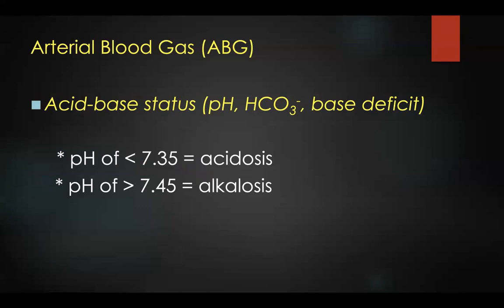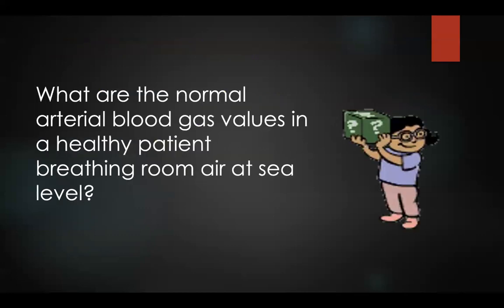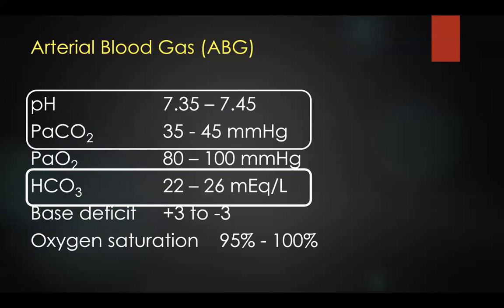The ABG also determines the acid-base status, such as pH, bicarbonate, and the base deficit. So how do we determine the pH? Again, if it's less than 7.35, it's acidosis. If it's more than 7.45, it's alkalosis. What are the normal arterial blood gas values in a healthy patient breathing room air at sea level? So if we try to get your ABG, what would be the normal levels?